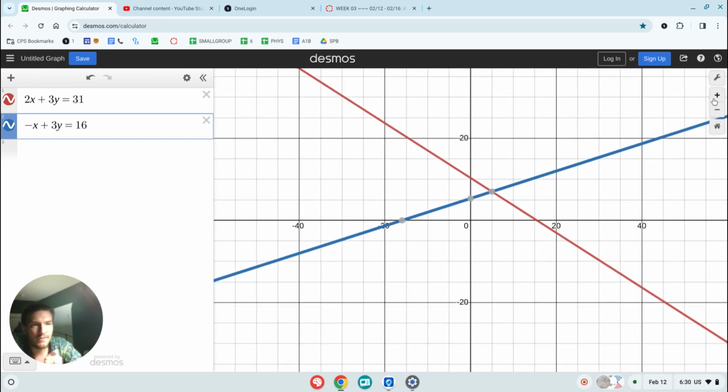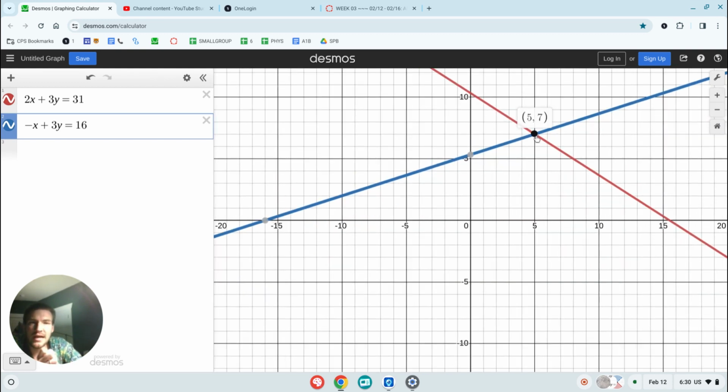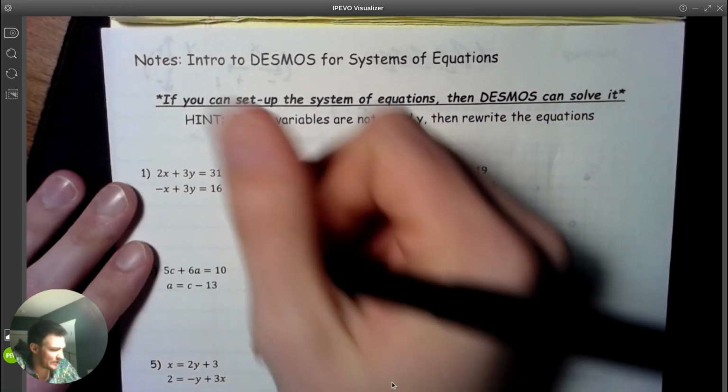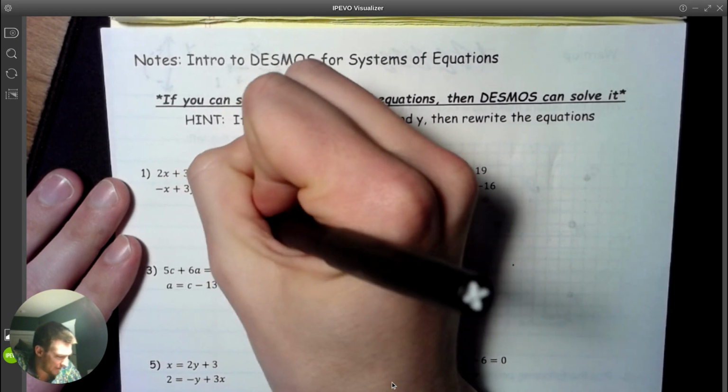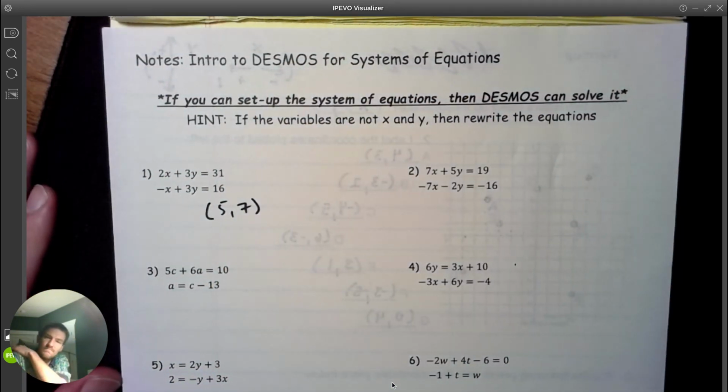All we need to look for is where do these two lines touch? They touch at 5, 7. That's not very hard, right? 5, 7, and guess what the answer is to the whole question? The answer is 5, 7. Good enough.